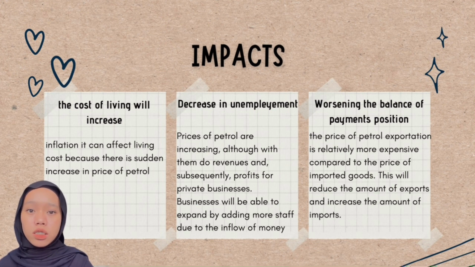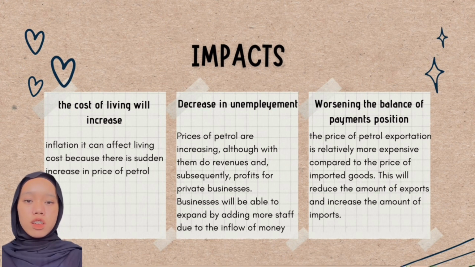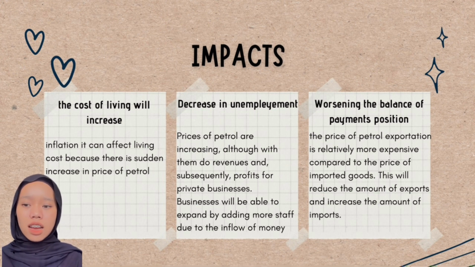The price of petrol exportation is relatively more expensive compared to the price of imported goods. This will reduce the amount of exports and increase the amount of imports. So this means that the government has to spend money on the importation of petrol compared to the exportation. So we have to import the petrol from other countries to our country. So our government will pay the tax of importation, and this will worsen the balance of payment position. I guess that's all for me.